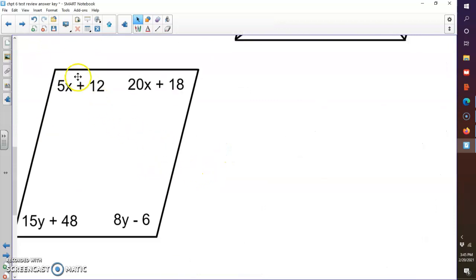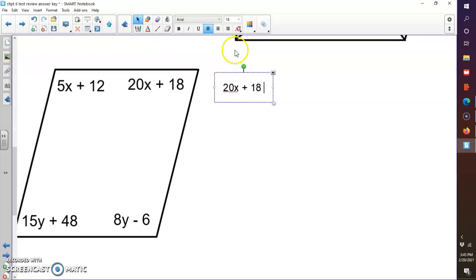Here we want to make a good decision. I can set the opposite angles equal, and I can set up a system. That would work. But I think it's easier when you can to use one variable. So I'm going to do consecutive angles or supplementary. I'm going to add the two expressions with x in them, because those are representing consecutive angles. Add them up and set them equal to 180.